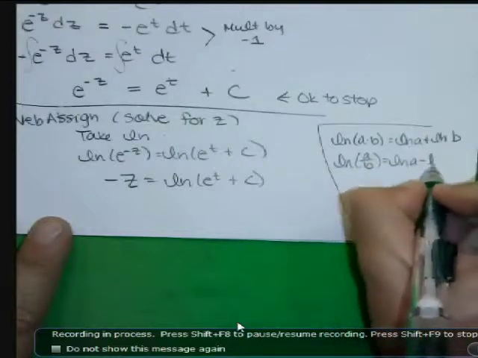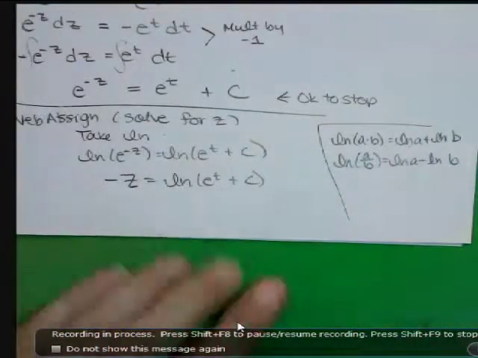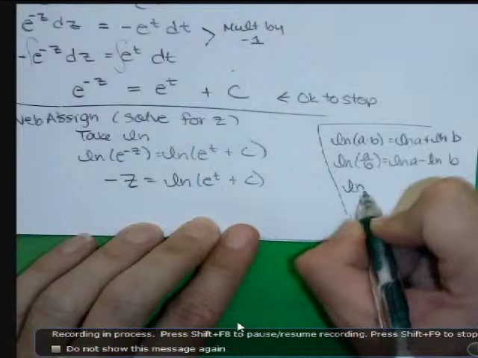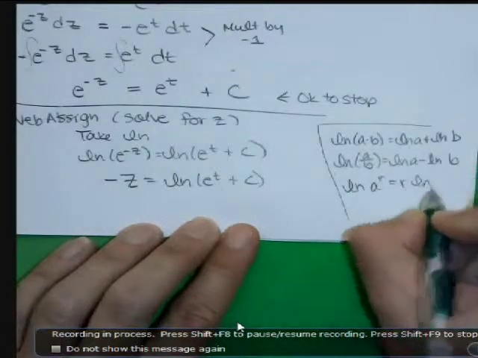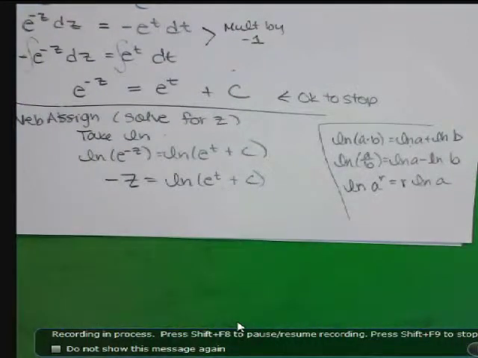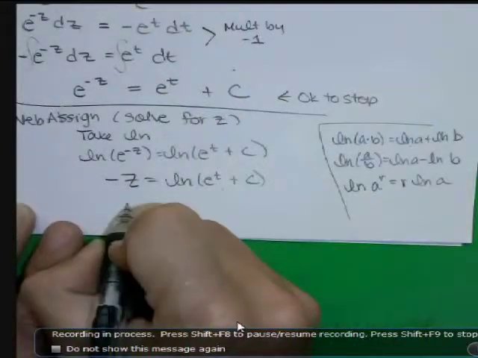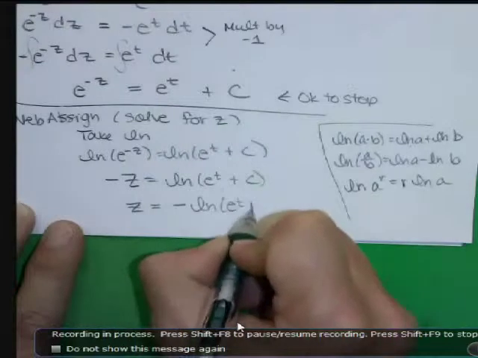But again, that's the difference of logs, and we just have one log there. And the last property is ln of a to the r equals r ln of a, but the c isn't being raised to the t power. So there's absolutely nothing we can do on the right-hand side to simplify. So our answer is just z equals negative ln of e to the t plus c.